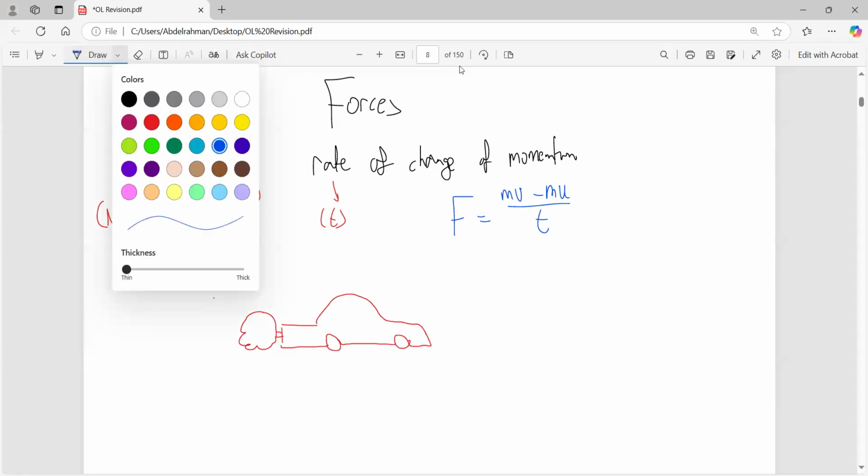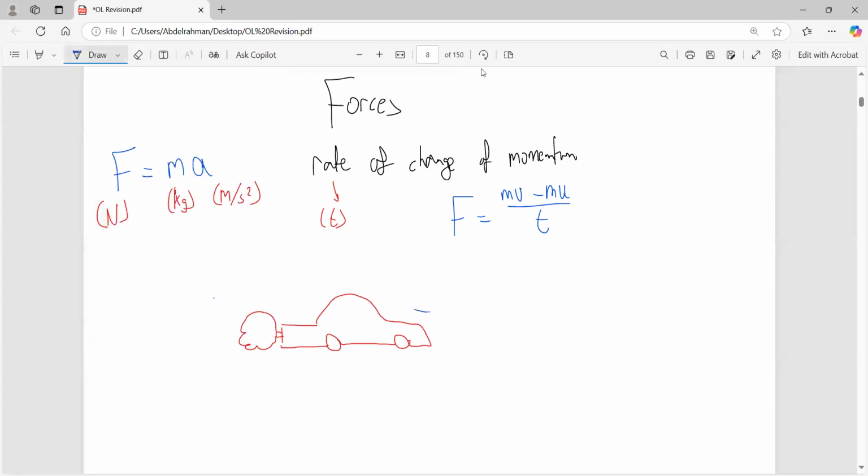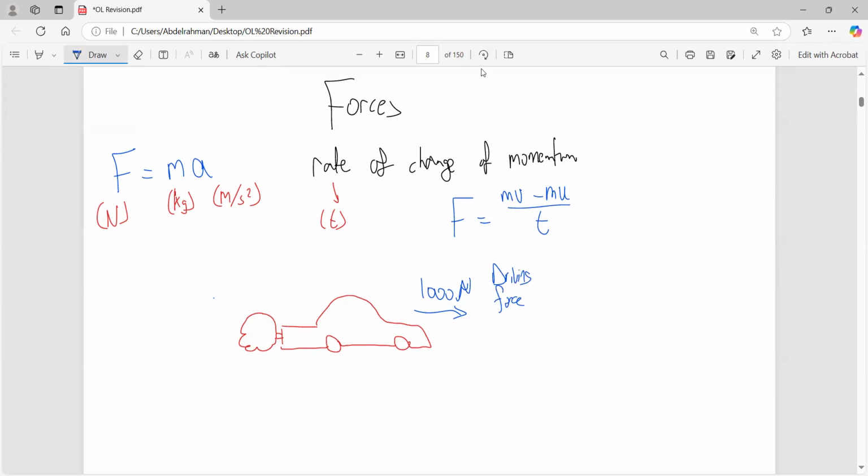If you have the car moving forward with a driving force of 1000 newtons, we call this force the driving force. What about the opposite forces? The forces in the opposite direction would be air resistance. For example, the air resistance is, let's say, 200 newtons. And the friction with the ground, which could be, for example, 300 newtons. Whatever, I'm just writing down any numbers.